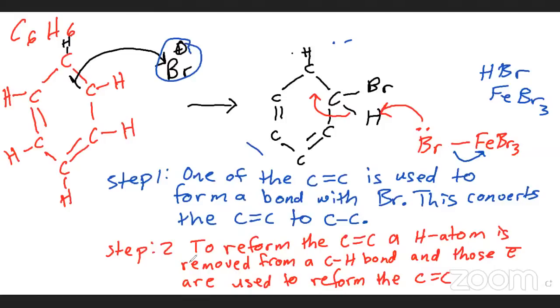All right. Then step two says to reform the carbon to carbon double bond, a hydrogen atom is removed from a carbon to hydrogen bond, and those electrons are used to reform the carbon to carbon double bond. So here you clearly see we are removing a hydrogen atom from the carbon to hydrogen bond, and the electrons in that bond are used to reform the double bond. So those are the two things that happened.